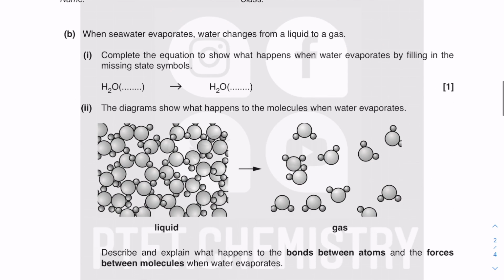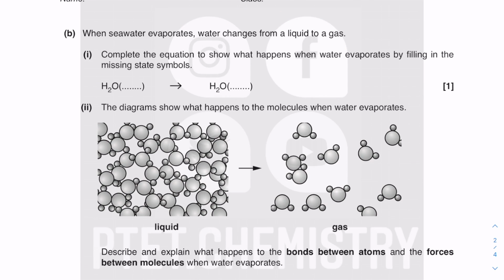Okay, tightly packed. So when seawater evaporates, water changes from liquid to gas. Essentially this is like boiling, but this is evaporation, which is also liquid to gas, except that evaporation takes place at any temperature, whereas boiling only takes place at the boiling point. Complete the equation to show what happens when water evaporates by filling in the missing state symbol. We have 3 state symbols: solid, liquid, and gas. So liquid going to gas is evaporation or boiling.